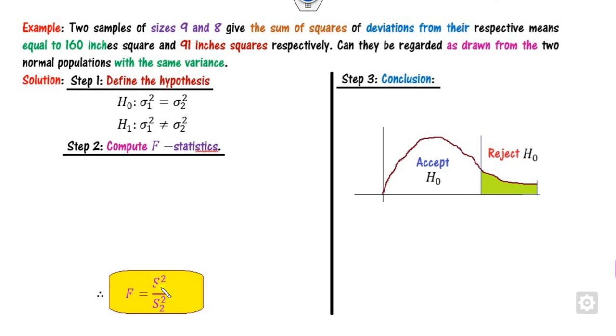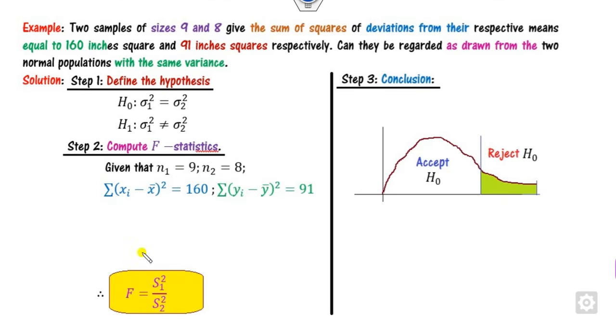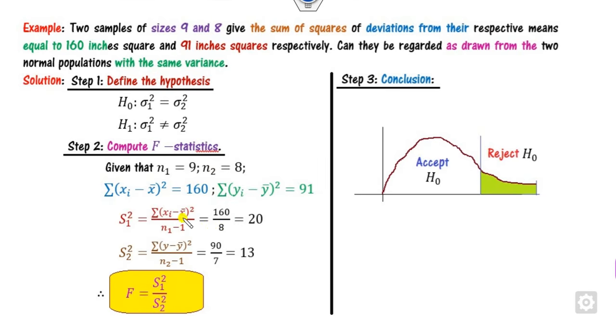Now we will define this: if S1 square is greater than S2 square, this is given to you. We can define the value of the S1 square and the value of S2 square like here. This is the formula of the S1 square. This value is 160 divided by N1 minus 1 here. It clearly says that S1 square is greater than S2 square.